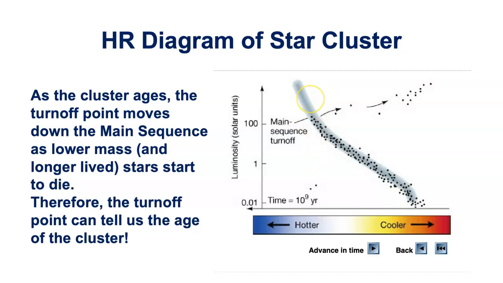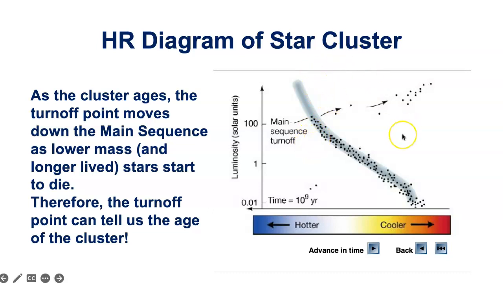That star right there is about to die. And so if we look at that star at the turnoff point and say, well, if that star is about to die, then its age is equal to its lifetime, right? Because it has lived for the entire length of its lifetime and it's just about to die right now.